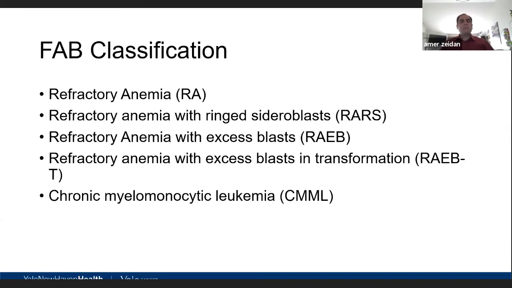And there's refractory anemia with ring sideroblast. There's refractory anemia with excess blast. And there's refractory anemia with excess blast in transformation, although again, this term is no longer used. And then there is CMML, or chronic myelomonocytic leukemia, which now is no longer classified as a subtype of MDS. It's what we call an overlap condition.